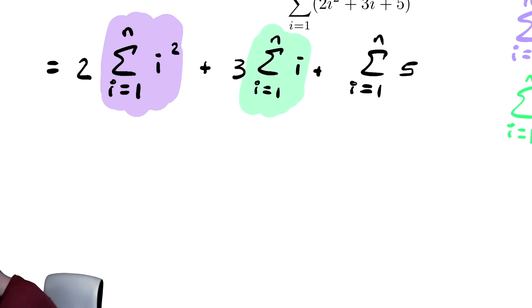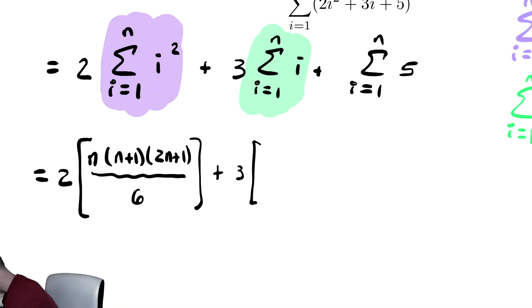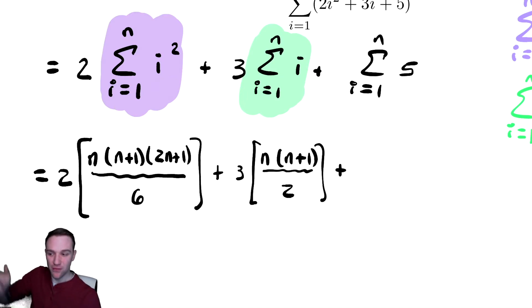So this is equal to 2 times, using that first formula, n times n plus 1 times 2n plus 1 divided by 6, plus 3 times, using the second formula, n times n plus 1 divided by 2, plus that last summation. We didn't have a formula for that. However, it's a very easy summation.